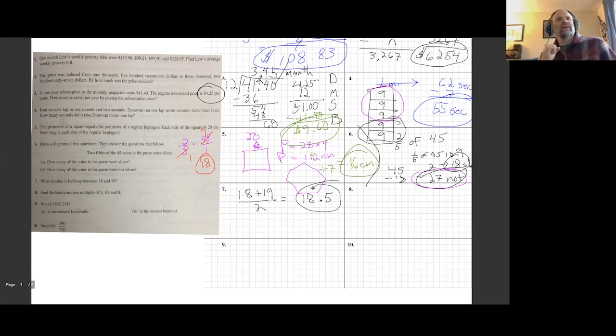The quickest way sometimes to find halfway between two numbers is the average of the two numbers, okay? But if they're whole numbers, then you could usually just count them out. Number 7's pretty easy. You guys can handle that?